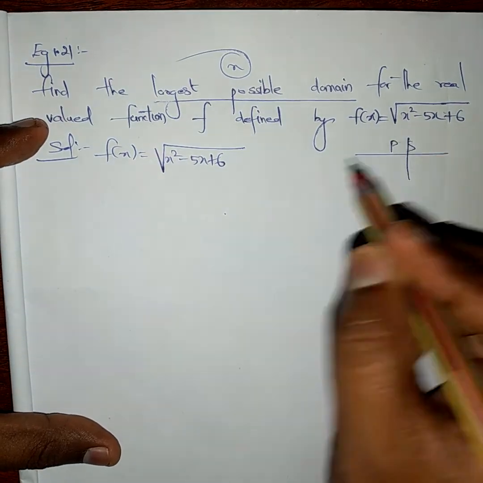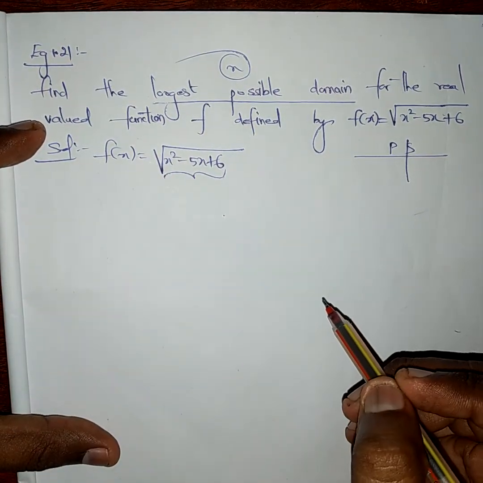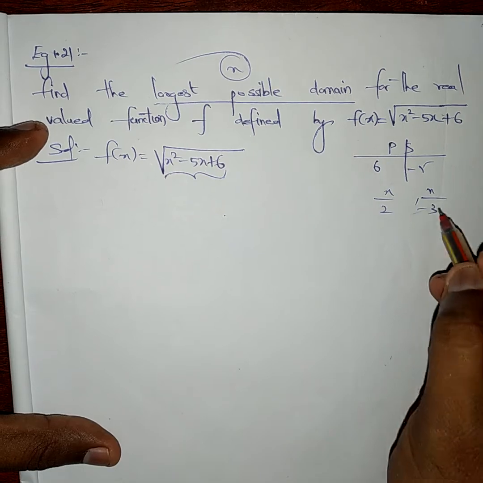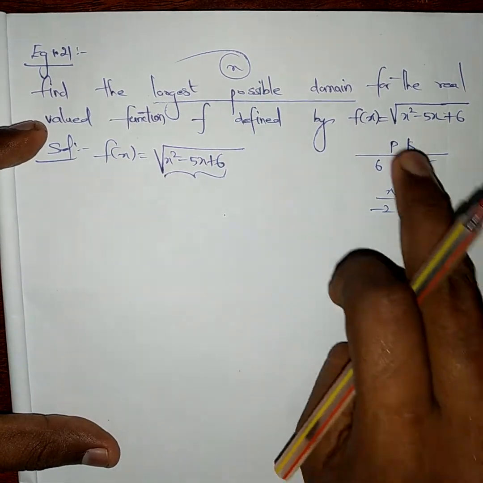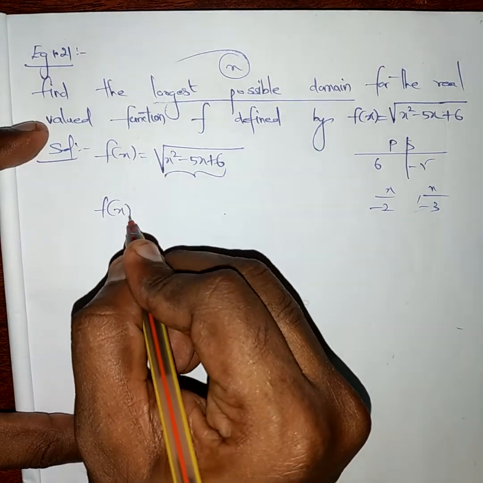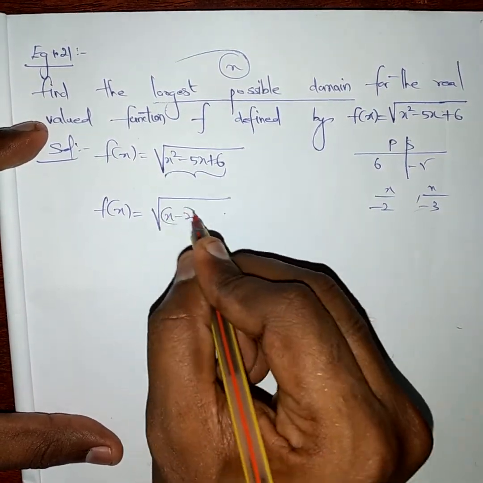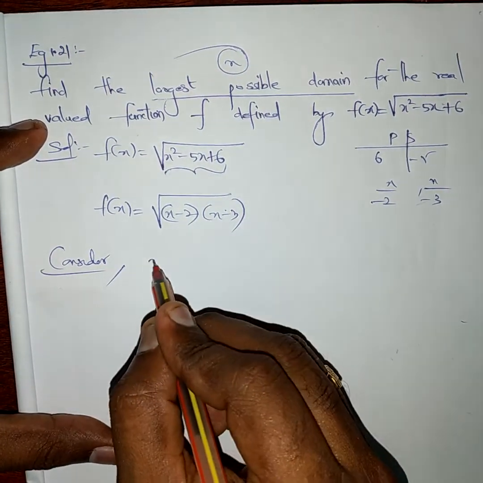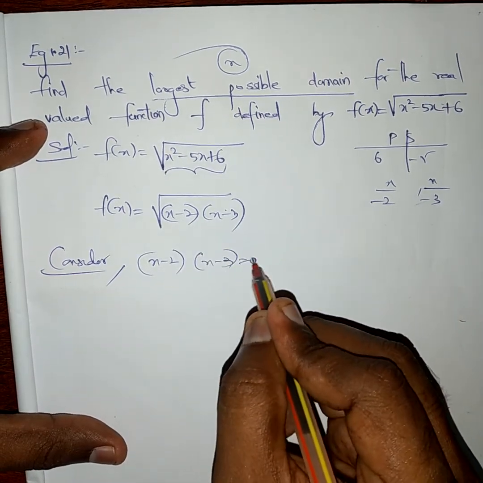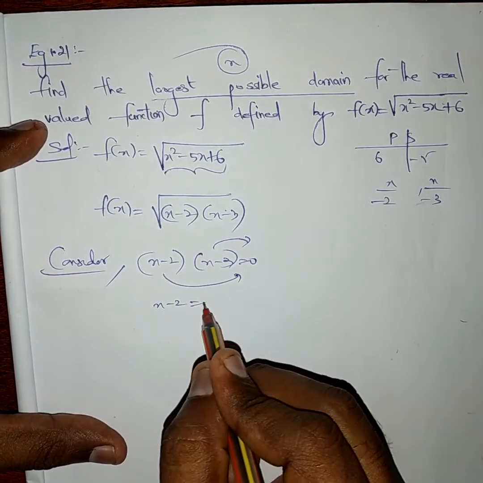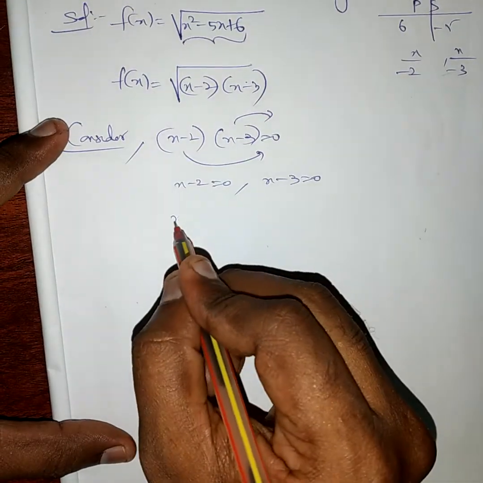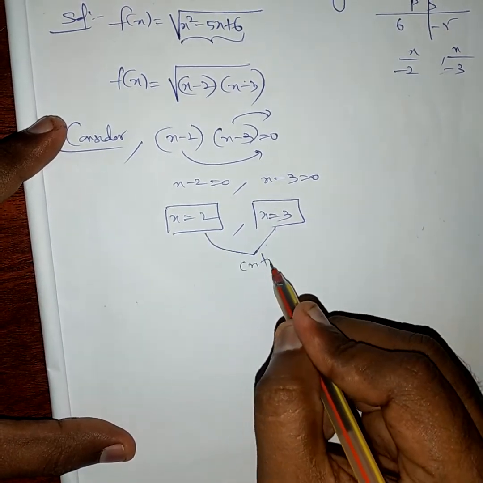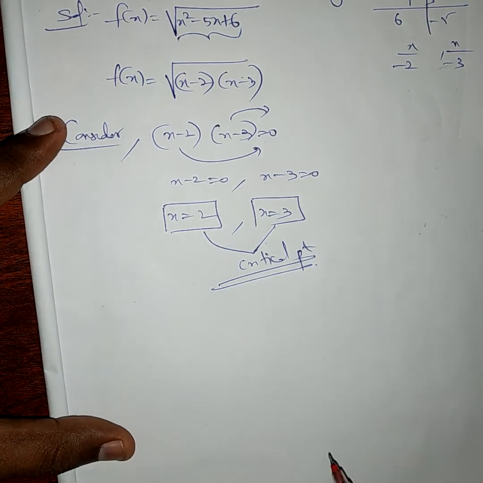Since it is a quadratic expression, I can find the roots. What are the roots going to be? 6 is 2 times 3, and minus 2 minus 3 is minus 5. So f of x I can write as the square root of (x minus 2) into (x minus 3). Equate these to 0: x minus 2 equals 0, x minus 3 equals 0, so x is equal to 2, x is equal to 3. These two values are called critical points.